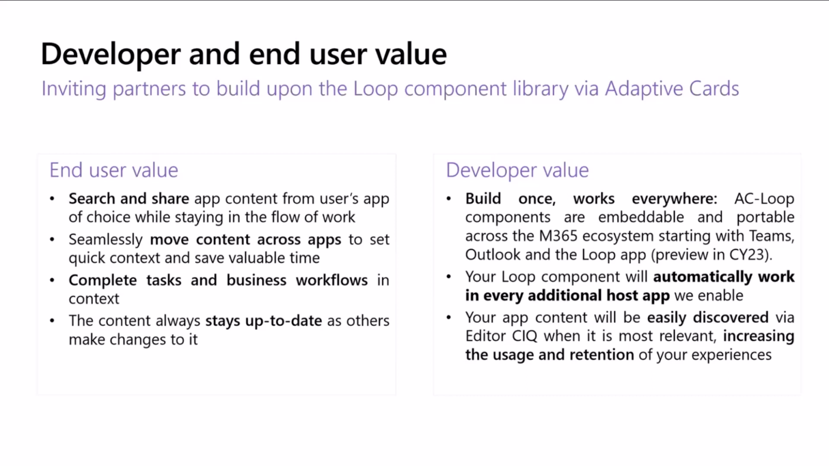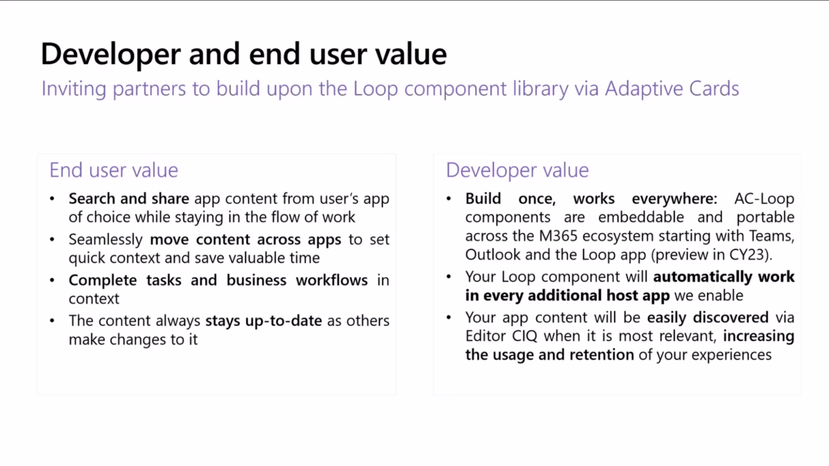Now coming to the developer value, build once, work everywhere is a promise that we have for a lot of the platform capabilities. Adaptive card-based Loop components also adhere to the same. We currently have started supporting these Loop components in Teams and Outlook. Probably you're already familiar with some first-party Loop components, by which I mean there are a couple of Fluid-based Loop components, such as the meeting notes, which you have probably noticed in the Teams meetings, and the Loop components which get embedded in the chat, wherein you can collaborate with other users.